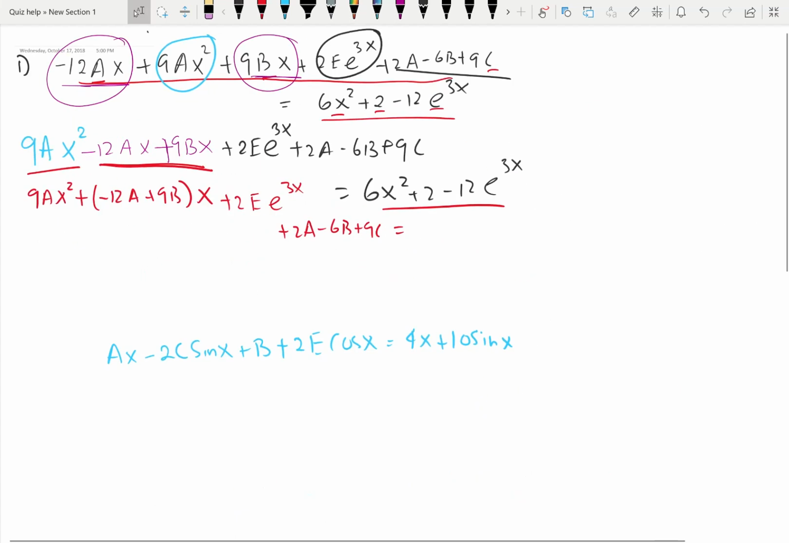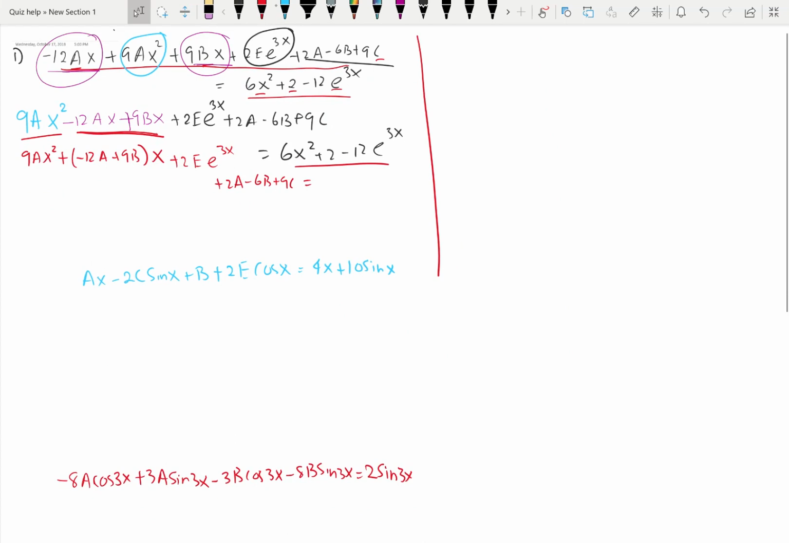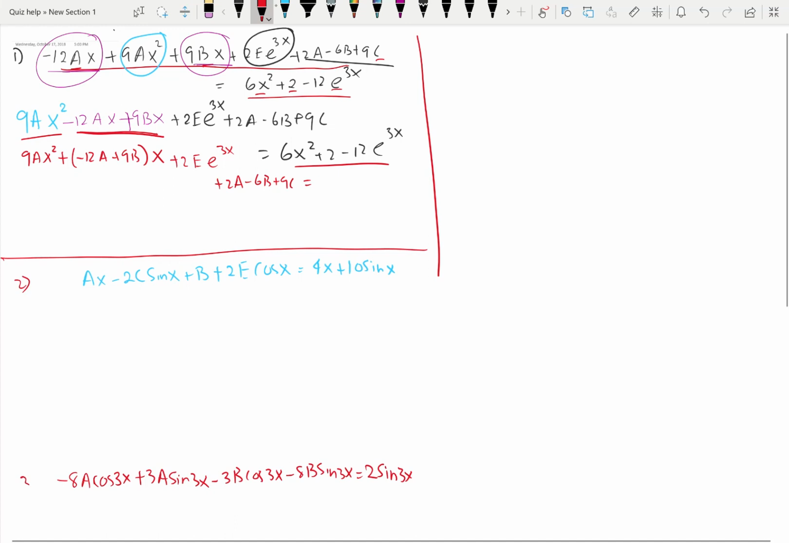Now how are we going to solve this? Remember, finding A, B, C is our final goal. All right, this is the second example, this is the third example. We'll get to those later. So now once you group them, the secret to solving for A, B and C is to compare left hand side and right hand side.